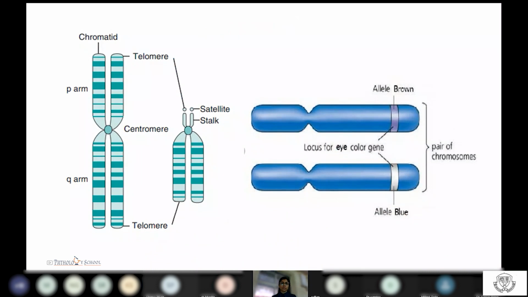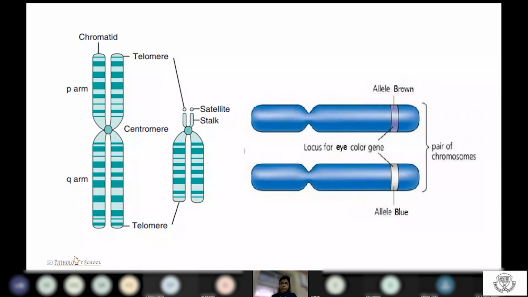Next, your chromosomes. We have 46 chromosomes. There are 22 pairs of autosomes and one pair of sex chromosomes, either XX or XY. Then your chromosomes have a primary constriction, which is your centromere, and it divides them into the P arm and the Q arm, and you have your chromatids. Then if there is a secondary constriction, it gives rise to your satellite chromosomes.